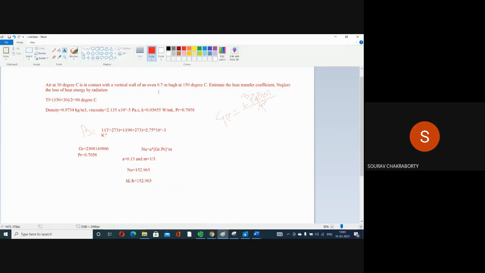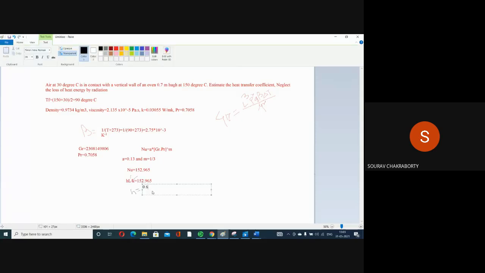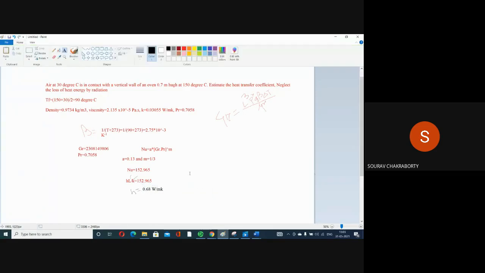So you have the value of L, which is already given, 0.7, and the K value is already given. By putting the values of L and k, we can get the value of small h, that is the convective heat transfer coefficient. It will be equal to 0.68 watt per meter Kelvin. So in this way, for natural convection also you can determine the value.